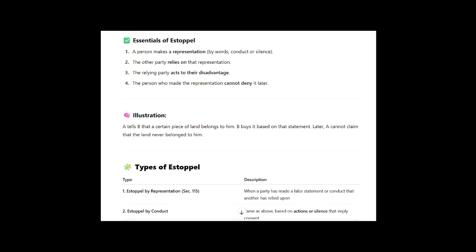Illustration. A tells B that a certain piece of land belongs to him. B buys it based on that statement. Later, A cannot claim that the land never belonged to him. Types of estoppel.